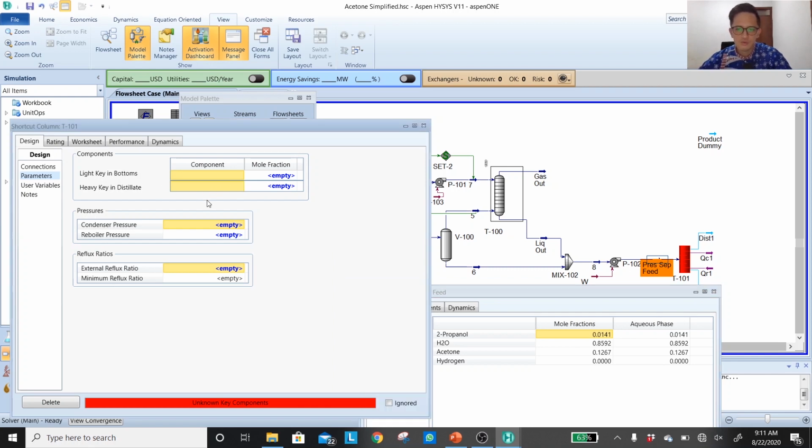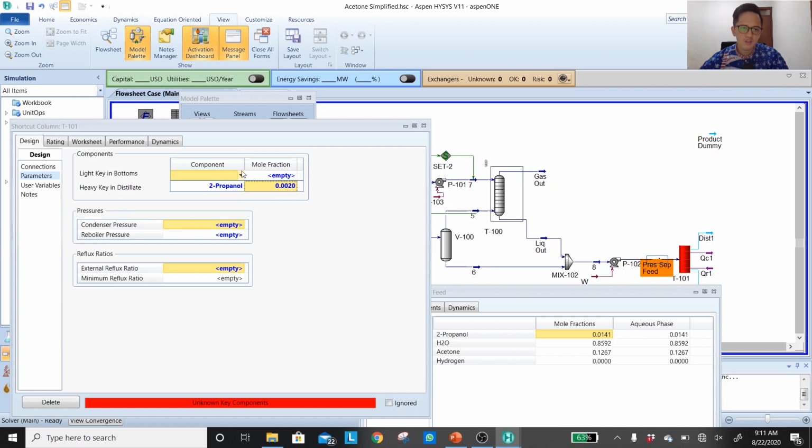Okay, so what is our product? At the distillate, I want to get high purity of acetone with a small impurities of IPA. Okay, in that case, my heavy key in distillate will be IPA. And the number is already explained in the product dummy. It will be around 0.002 to get 99.8% of acetone.